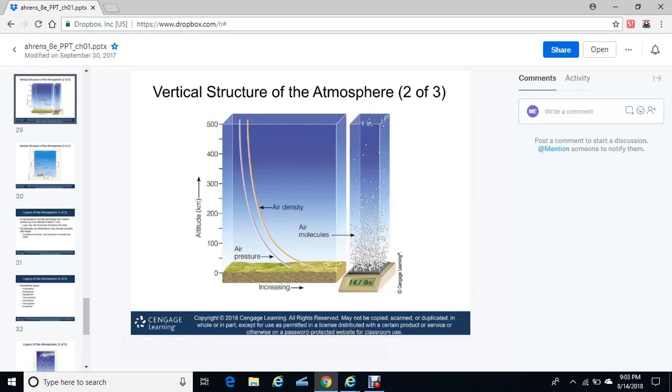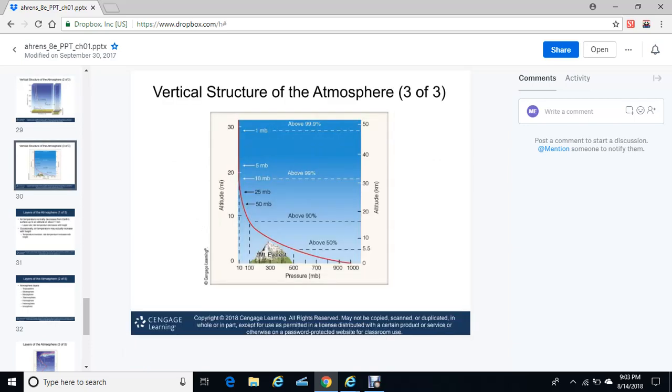So here's the vertical structure of the atmosphere. The diagram on the right shows you the 14.7 pounds per square inch, which is the standard atmospheric pressure. All these little white dots represent air molecules. You can see how compact they are towards the surface and how they become thinner and more spaced farther apart aloft. There you see air density, and air pressure is shown by the curve on the left, and how it's decreasing and getting smaller with altitude. That's generally the case.